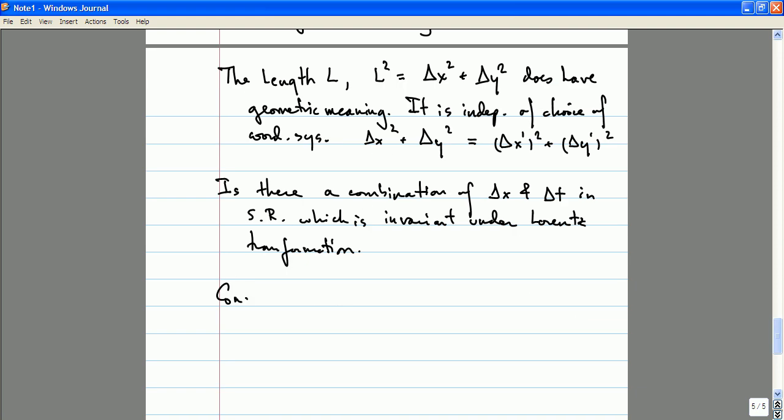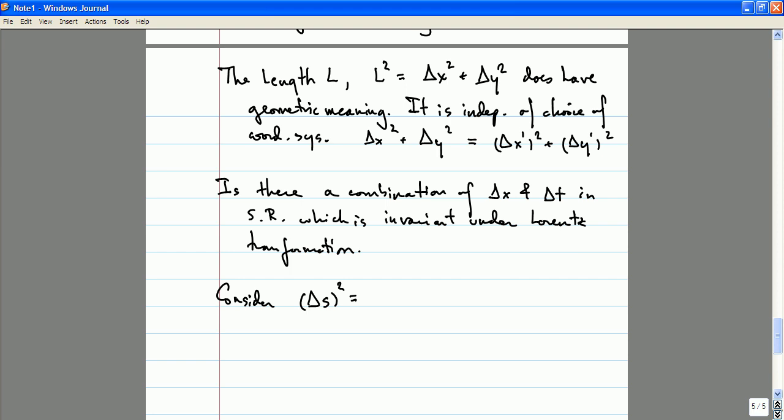If you played around with it long enough, you would figure out the answer. The question I have posed is not a particularly difficult one. So let me just tell you what the answer is, and then we can check that it is indeed the case.